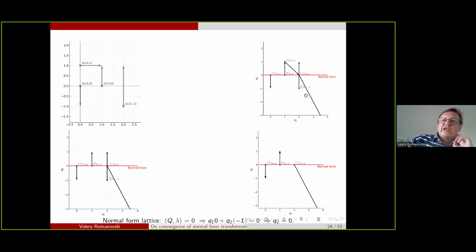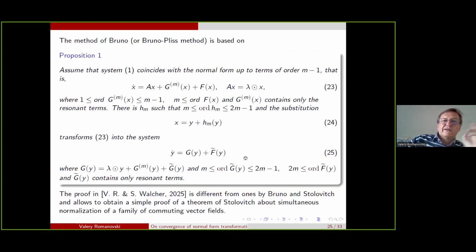but maybe on the line will appear some other vectors. So first you get rid of this vector, which makes this one and this one disappear. Then you get rid of this vector, you have this picture, and then you get rid of this vector and you have this picture, and you have your system in the normal form.